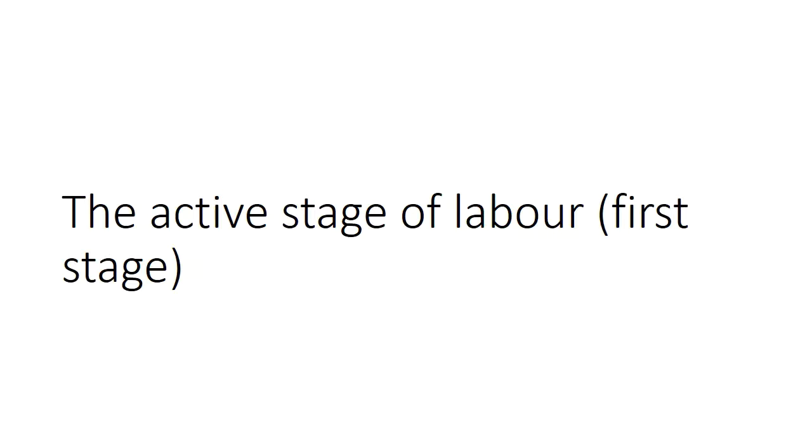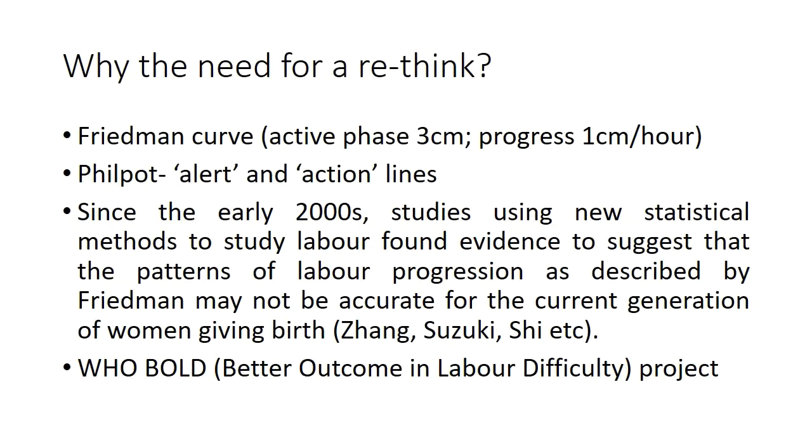So let's start with the first stage of labor, the active stage of the first stage of labor. We are used to the partograms that have been in use for the past 30-40 years, based on research by Friedman that suggested that the active phase of labor starts around about 3 centimeters of cervical dilatation and then progresses about 1 centimeter per hour. And later Professor Philpot added the alert and the action lines on the partograph.